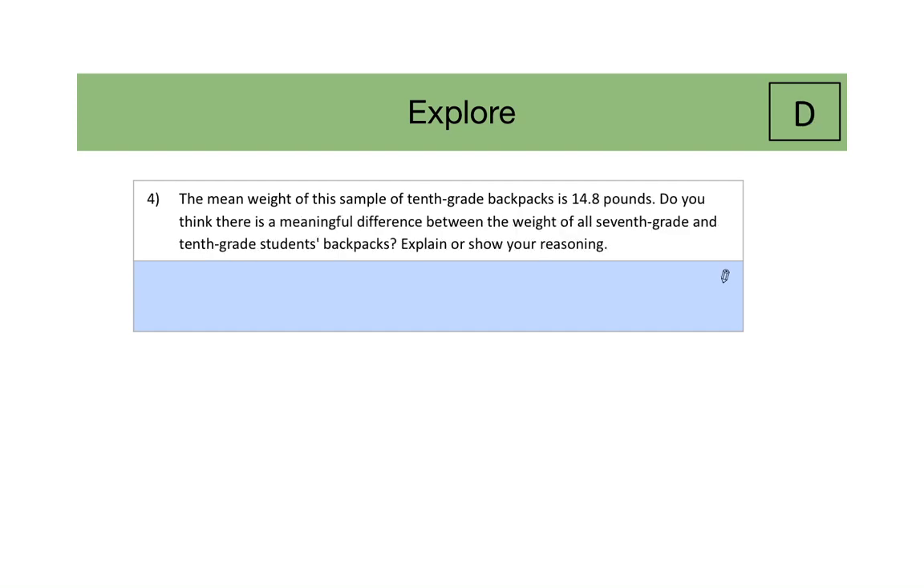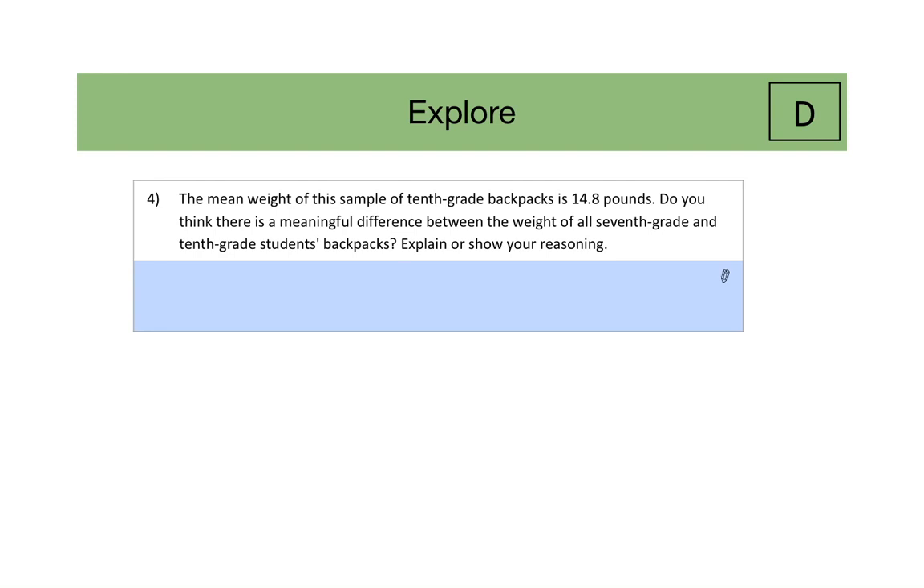Question 4 asks, the mean weight of this sample of 10th grade backpacks is 14.8 pounds. Do you think there is a meaningful difference between the weight of all 7th grade and 10th grade students' backpacks? Explain or show your reasoning. Answers are going to vary, but a sample response would be that there is still probably a meaningful difference in the mean weights since there is very little overlap.